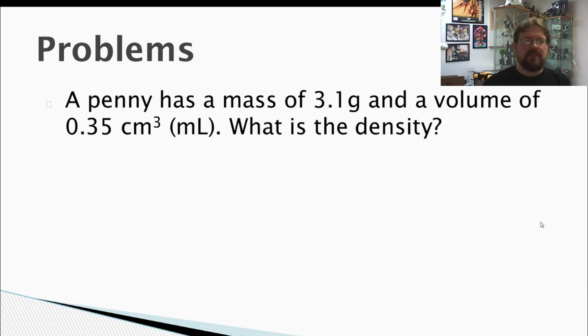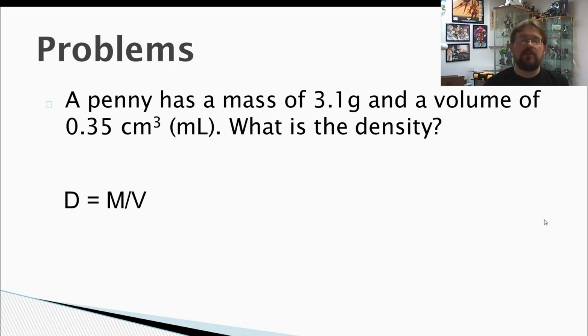So our first problem says, a penny has a mass of 3.1 grams and a volume of 0.35 centimeters cubed, or milliliters. If I haven't mentioned it yet, a centimeter cubed and a milliliter are the same thing. They're interchangeable, okay? Question says, what is the density? Now remember, our formula for density is D equals M over V. Density equals mass over volume.